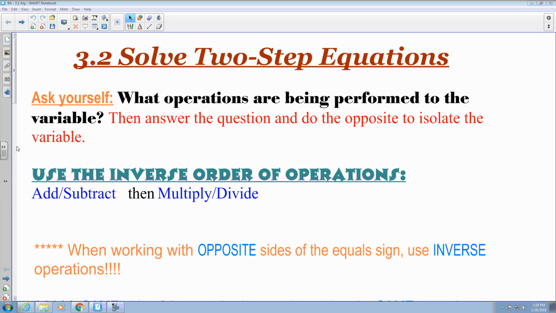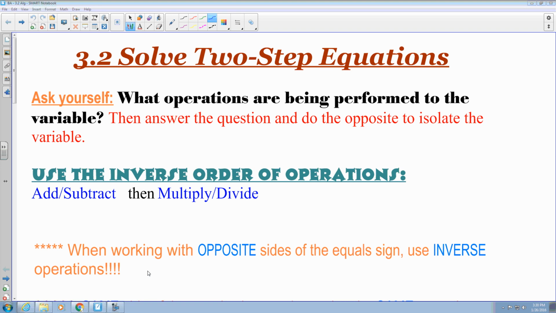All right, we are in section 3.2 where we are going to solve two-step equations. Basically, it's the exact same thing that we looked at in 3.1, but instead of just identifying whether it's addition, subtraction, multiplication, or division, there are going to be instances where we're going to use both operations to help us solve any particular equation.